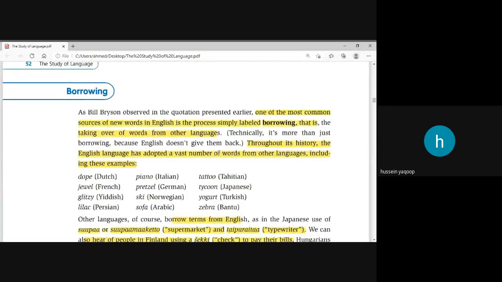Borrowing, of course: all languages borrow particular terms and words. If we start with the Arabic language, we have, for example, alcohol, cotton, camel. These words have been borrowed by different languages, including the English language.